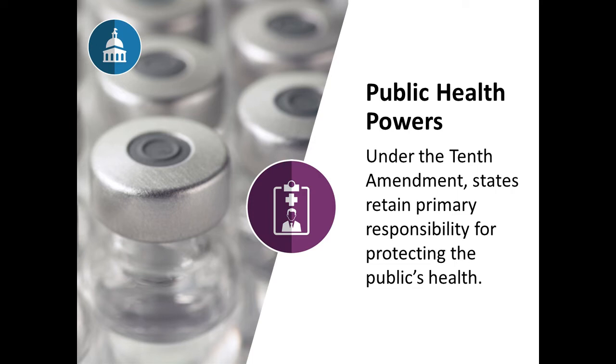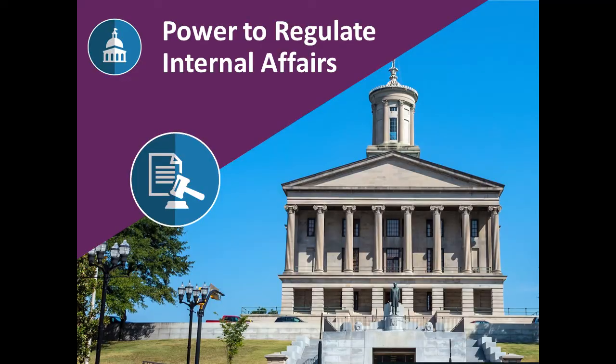A good example of police power is state and local governments' authority to prevent the spread of infectious disease, whether through mandatory vaccination laws or isolation or quarantine orders. In addition to police power, states also have the power to regulate their own internal affairs. This power is granted to each state by its state constitution.